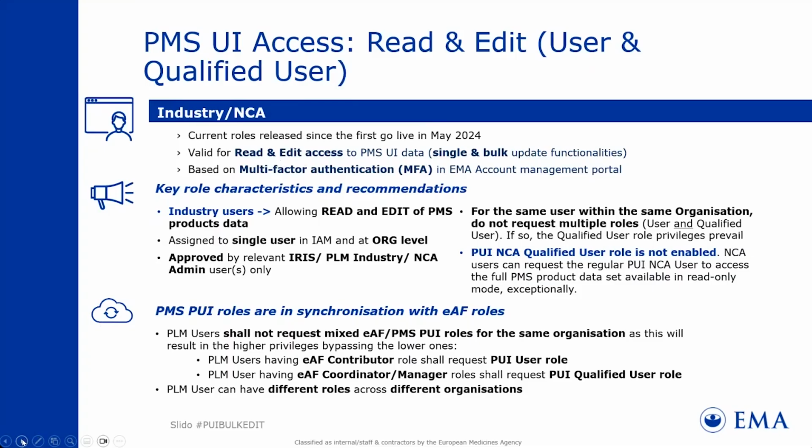Again, the access is granted based on organization, is based on multi-factor authentication, and then it's important that you request your role and you don't mix them up within your same organization. If you want to be a regular user for organization A and then qualified user for organization B, that's totally fine. But don't request double role for the same organization, because again, the qualified user role privileges will prevail, because you could see the whole data with no limitation, even confidential information.